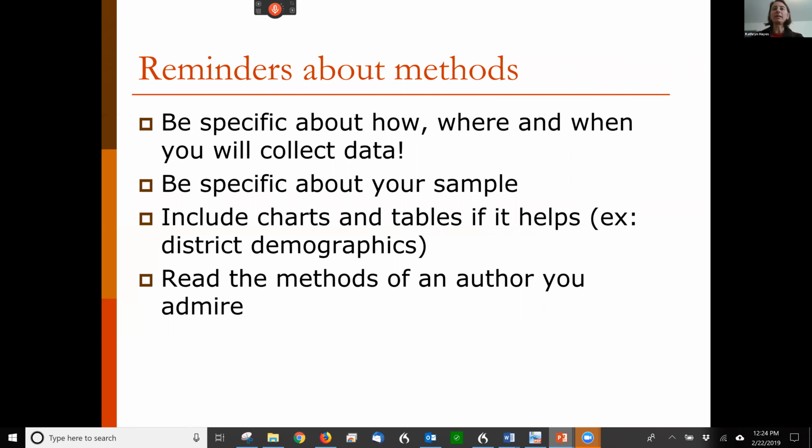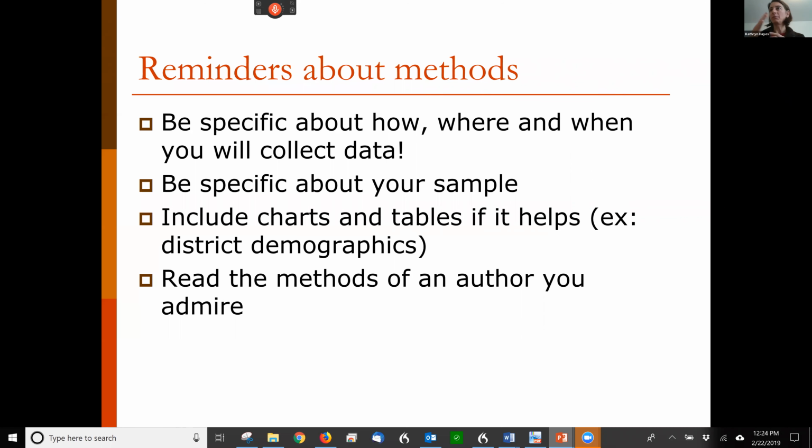I also recommend reading the methods of an author you admire to get additional help in thinking about how to write up your methods. Again, remember this is an iterative process. We're always thinking through, revising, and so forth. So as you revise your methods, use these potential sources to understand how to revise your data collection protocol section.